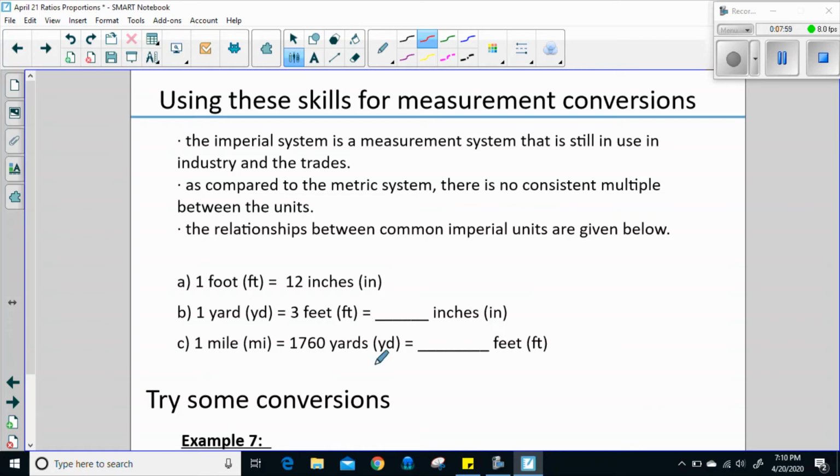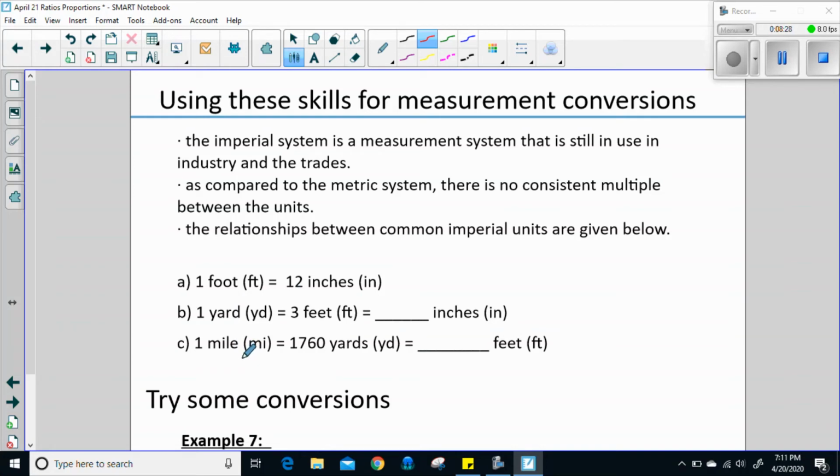Measurement conversions. So it drives me absolutely bonkers in science when I ask students to do some conversions and they have no idea what they're doing. So we're going to make sure we do an example of that one. So the imperial system is a measurement system that's still used in industry and the trades, and it makes for excellent conversion questions because it's tricky. The metric system, you just move the decimal place, but in the imperial system, you got to do a lot more thinking with numbers. So we're going to do some conversions between feet, inches, yards, and miles.